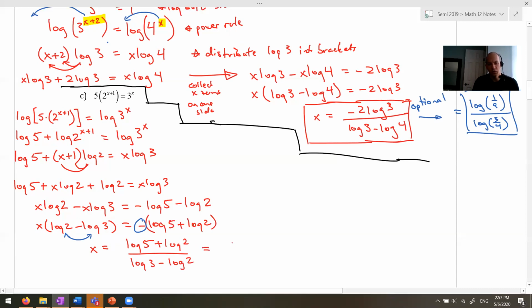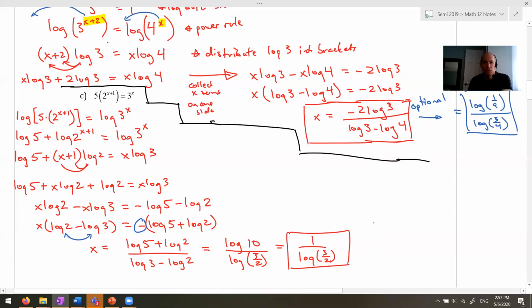And if you want to use the product and quotient rules, you can do that as well. Log 5 plus log 2 is equal to log 5 times 2, which is log 10. And this is actually equal to log 3 over 2. And now that I'm realizing this, log 10, what's the point in leaving it like that? You might as well go 1 over log 3 over 2. Ta-da! There's a good answer. That's as far as you're going to go with that one.